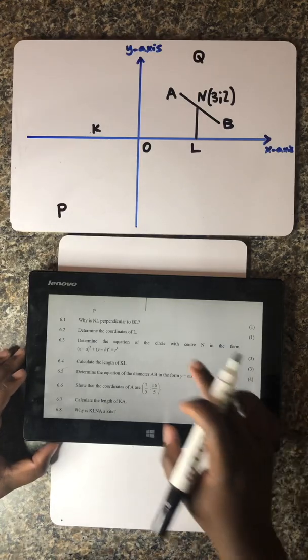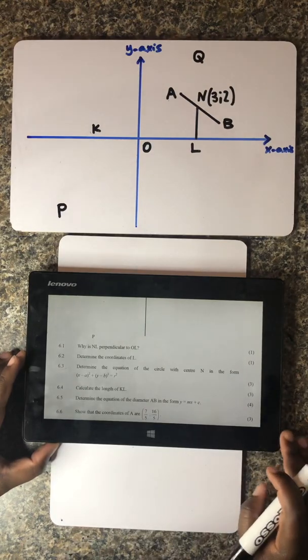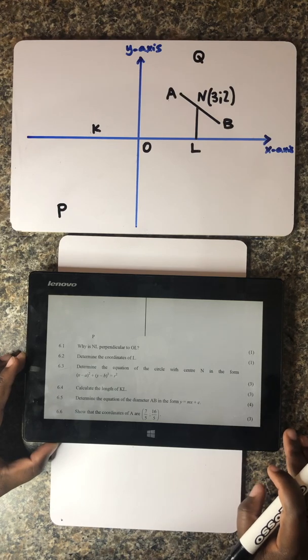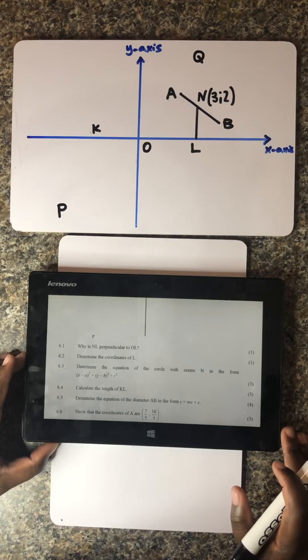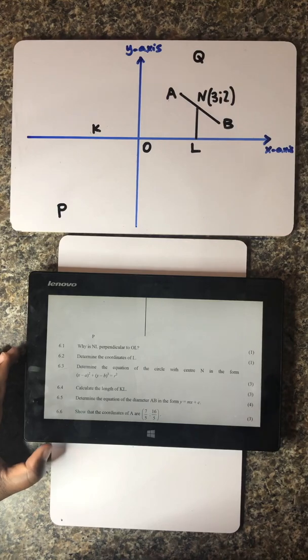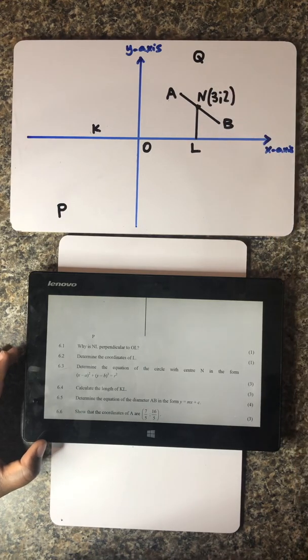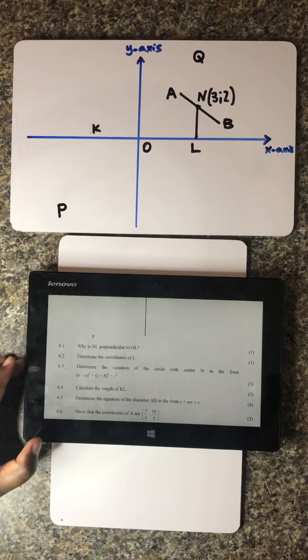So ladies and gentlemen, the first question, which is question 6.1, says, why is NL perpendicular to OL? Where is NL? Can you see there? That point over there is N, and this point over there is point L.